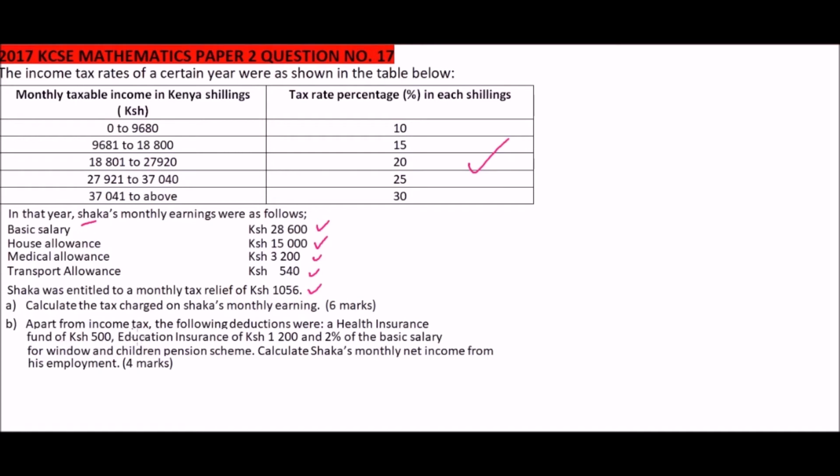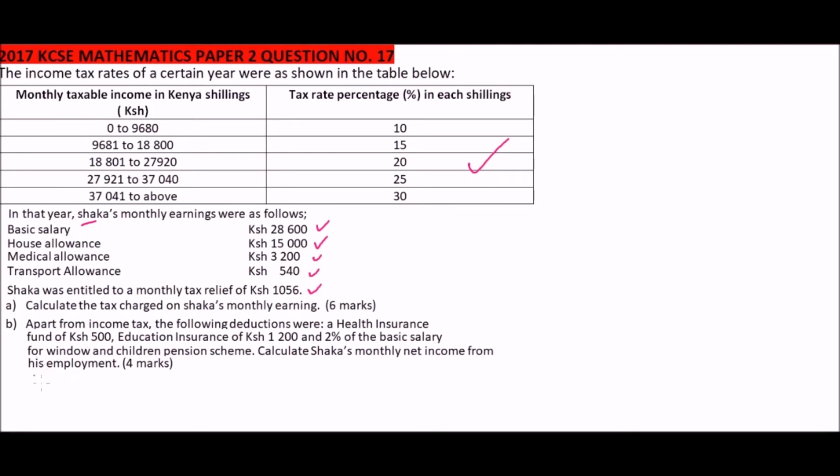And then part B, apart from income tax, the following deductions were made: health insurance fund of 500, education insurance of 1,200, and 2% of basic salary for widow and children pension. Calculate Shaka's monthly net income from his employment.